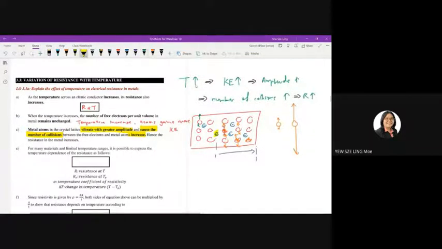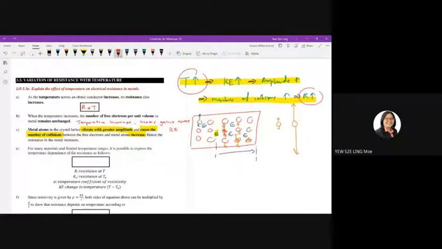So basically, this is what happened. From just one action, you just change the temperature. That is the consequence. Temperature increases, atoms gain more kinetic energy. More kinetic energy leads to larger amplitude. Larger amplitude causes more collisions. More collisions, what does it mean? It means now the resistance increases. Therefore, we say R is directly proportional to T based on these.